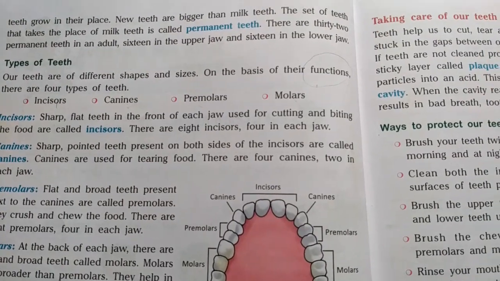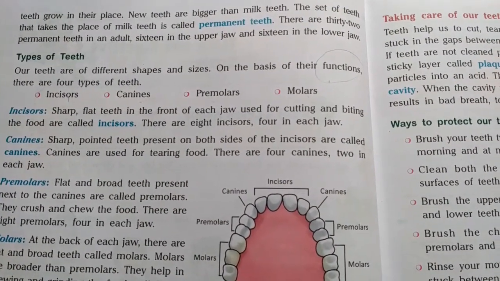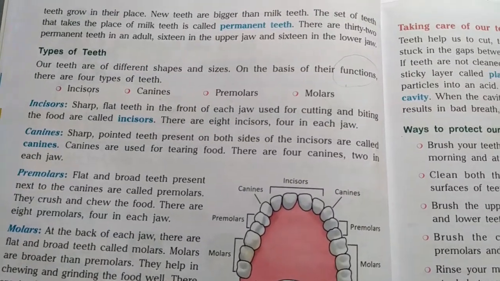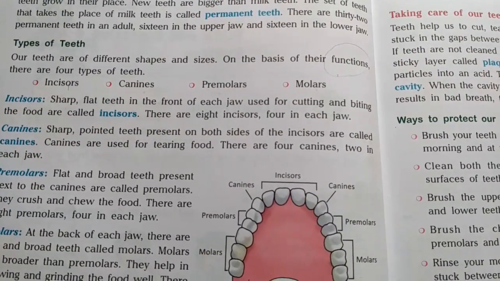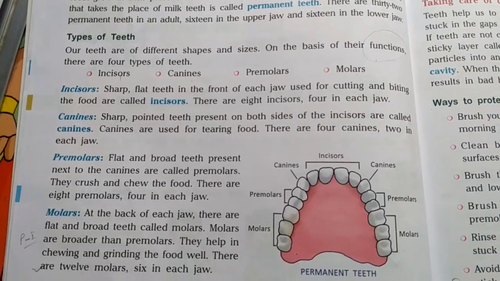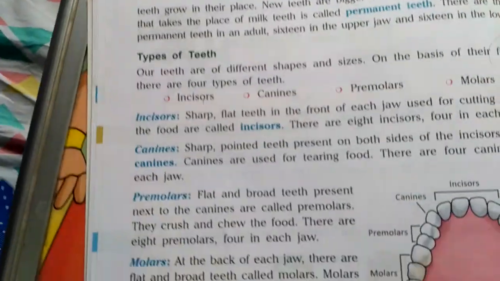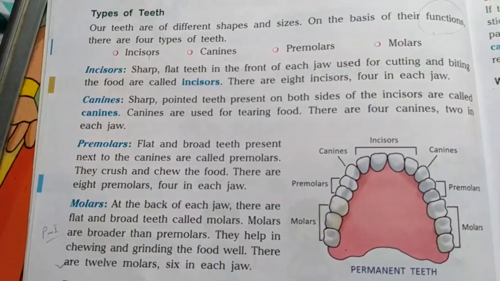And on the basis of their function, we have taken certain parameters, certain basis, that is, what work they are performing inside our mouth. On that basis only, they have been categorized into 4 types. So let's see the first type. That is incisors.